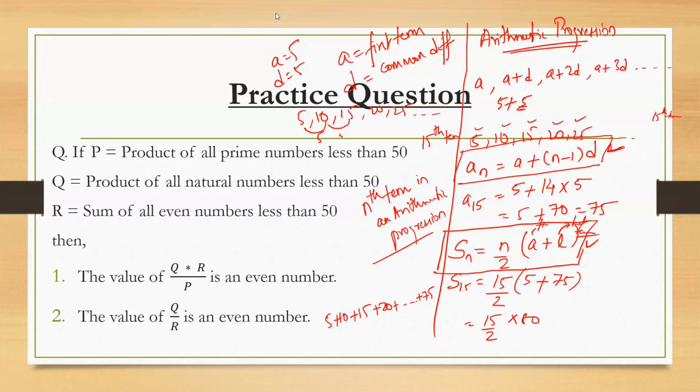Using this formula, how to approach this question? See here, it is the sum of all even numbers, right? Sum of all even numbers, that means you start from 2. What will be the series? 2, 4, 6. What will be the last term? 50. Not 50. Why? 48, because 48, exactly.